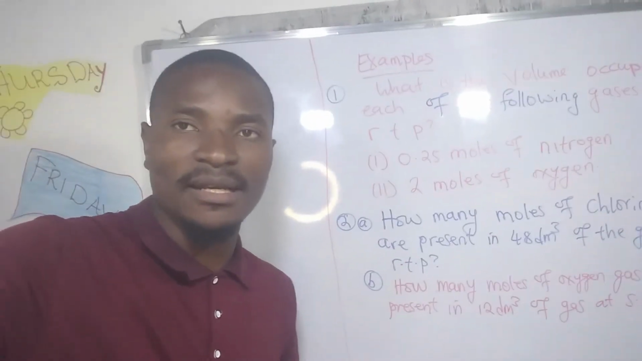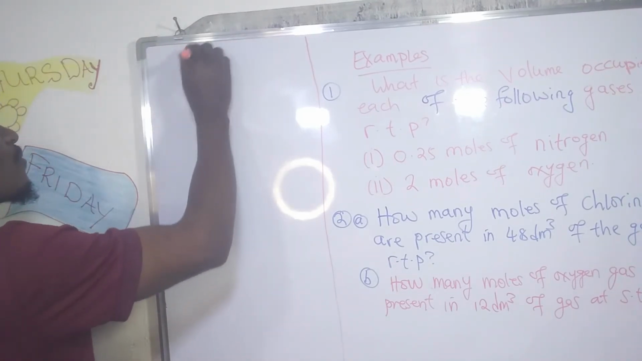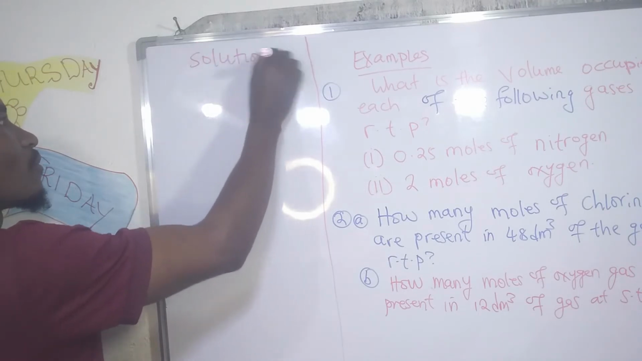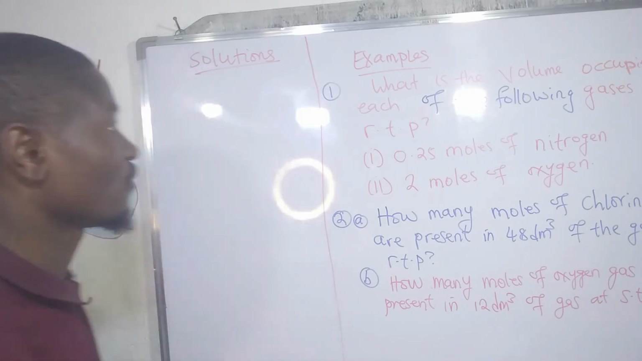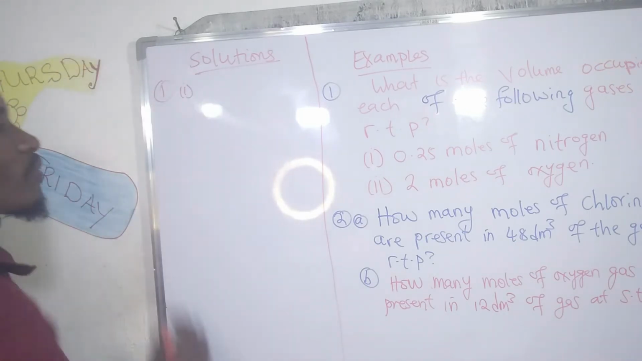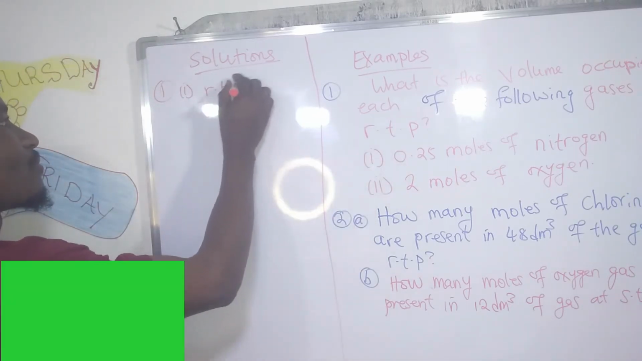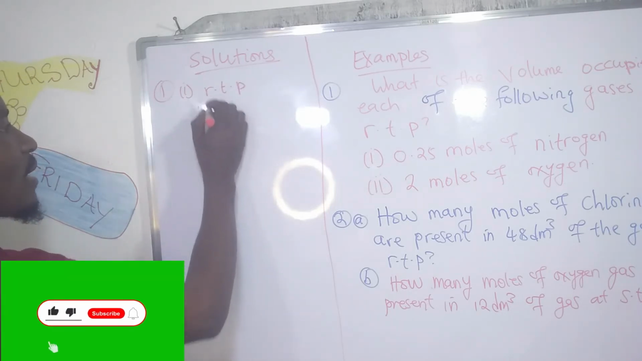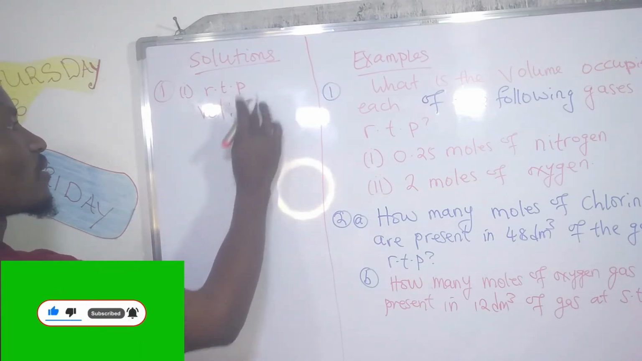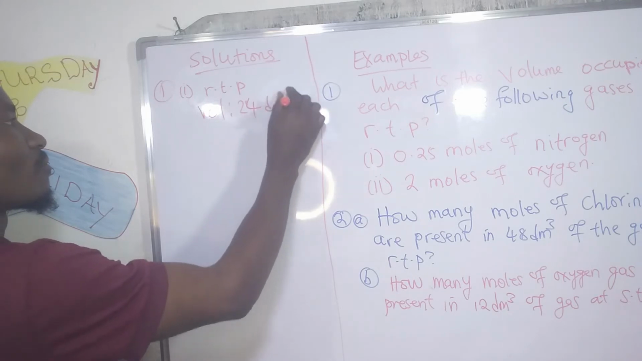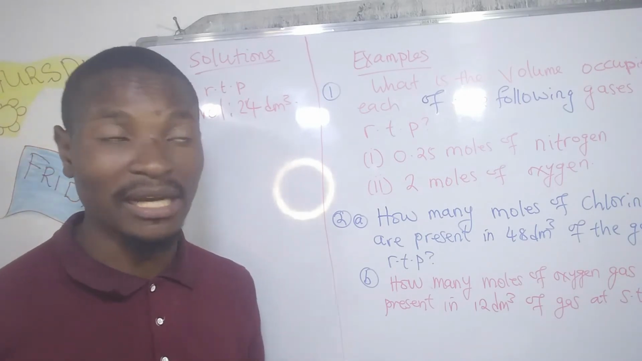So what we need to understand is that first of all, we have the solutions now. For number one, the condition is r.t.p, and at this r.t.p, the volume is just 24. Make sure you take note that the volume that you are looking at is 24 cubic decimeter.